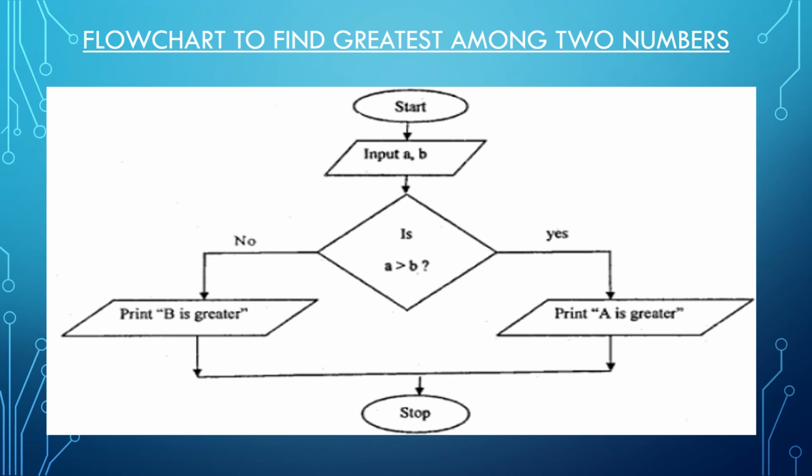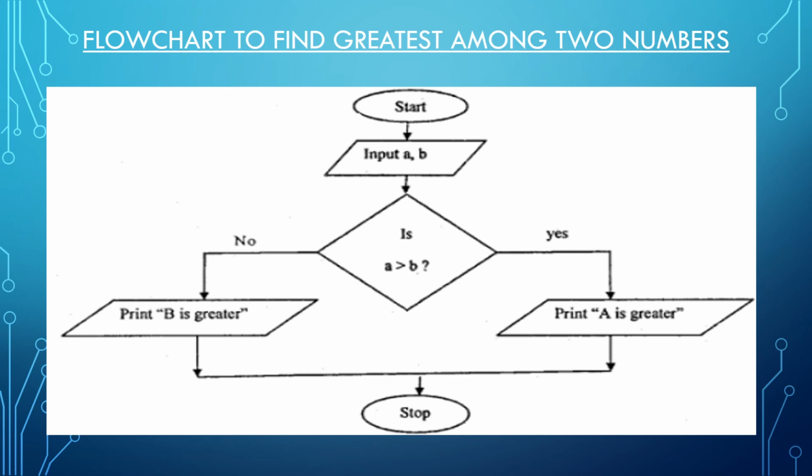Then the condition is applied inside the decision box: is A greater than B? The condition will be checked. As you know, the decision box has one entry point and two exit points. So you can see two exit points from the decision box. One is the true condition and the other is the false condition.